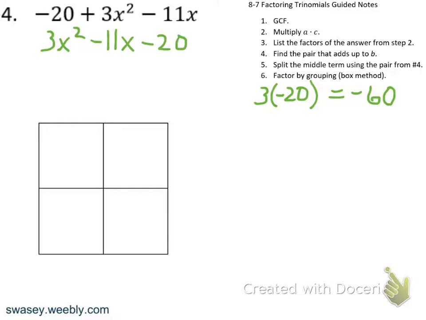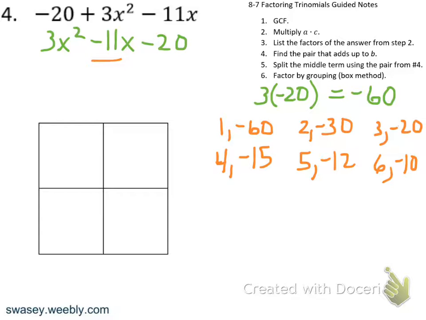So we're looking for two numbers that multiply to get negative 60. And so if they're multiplying and getting a negative, then they're going to be different signs. And we want the pair that adds up to negative 11. If they're adding and getting a negative, then the bigger one has to be negative, or the greater absolute value, I should say. We're looking for the pair that adds up to negative 11.